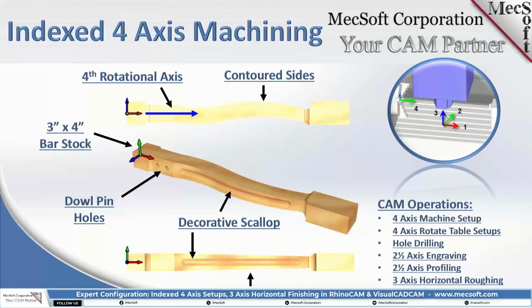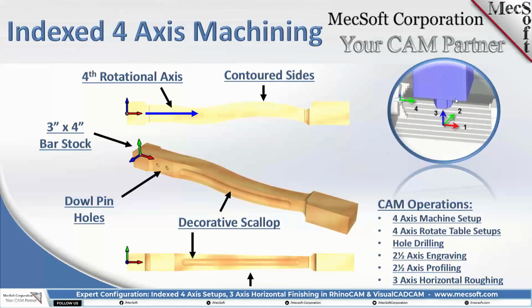On this screen, you'll see the part that we're going to be programming for CAM operations in index 4-axis machining. I want to draw your attention to this circular icon at the top here, and it shows a fourth axis rotation setup on the table. You can set it up on the table or in the head. Typically, it would be on the table.